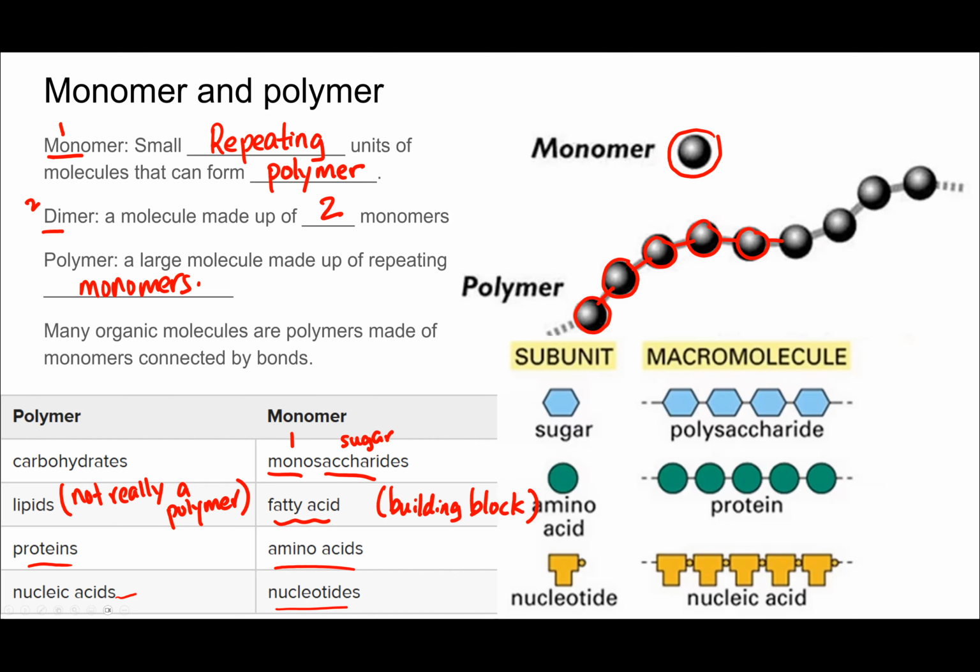You can see in this picture right here, we have monosaccharide, or sugar. If you put a bunch of sugars together, they're going to form polysaccharide. If you have a lot of amino acids and connect them together, they're going to form protein, which is a polymer. If you have nucleotides and connect them together, they're going to form nucleic acid.